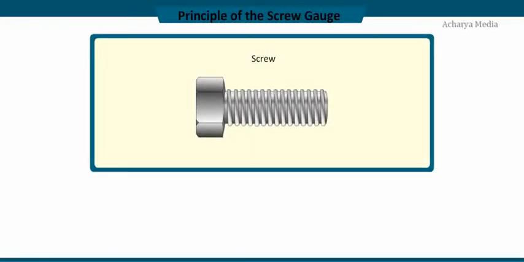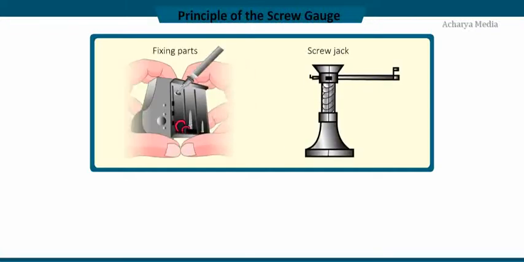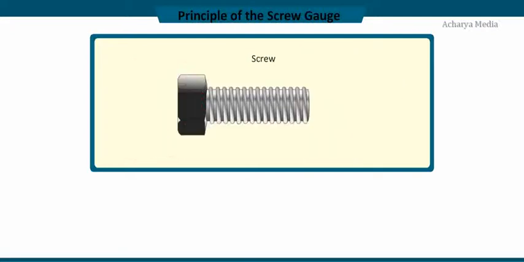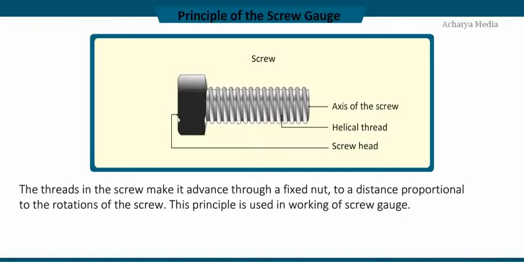A screw is a simple machine. It has many uses. Screws are used in fixing parts of a machine and in screw jacks to lift or to support loads, etc. The main parts of the screw are the head and the thread. The head of the screw allows the turning instrument to fit in. The threads in the screw make it rotate and advance through a fixed nut which has similar threads inside it. Thus, the screw advances to a distance in proportion to the rotation of the screw. This principle is used in the working of a screw gauge.